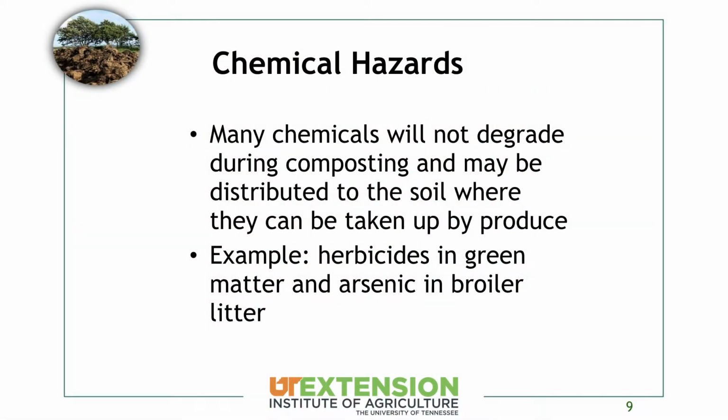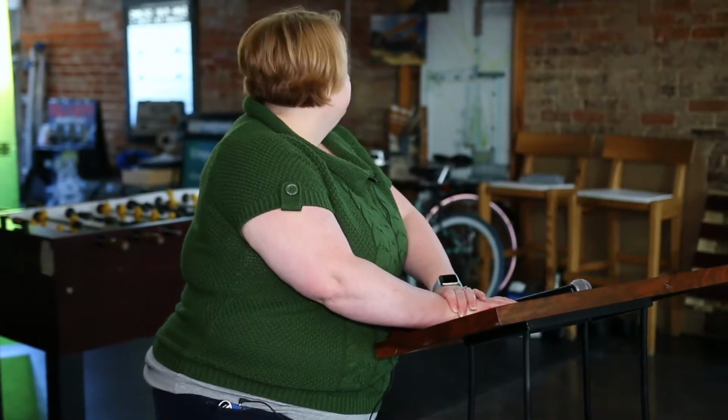Chemical hazards. As we already mentioned with the herbicides, many chemicals will not degrade during that composting process, and they may be distributed into your soil where they can be taken up by your plants. So again, we don't want the herbicides in anything we're putting on, those aminopyralid and clopyralid class herbicides, and arsenic in broiler litter is another one that can be a concern. That's just an additive that was actually in the broiler feed that would make it through the GI tract of the poultry. So it was naturally found in the pellets when they were made.